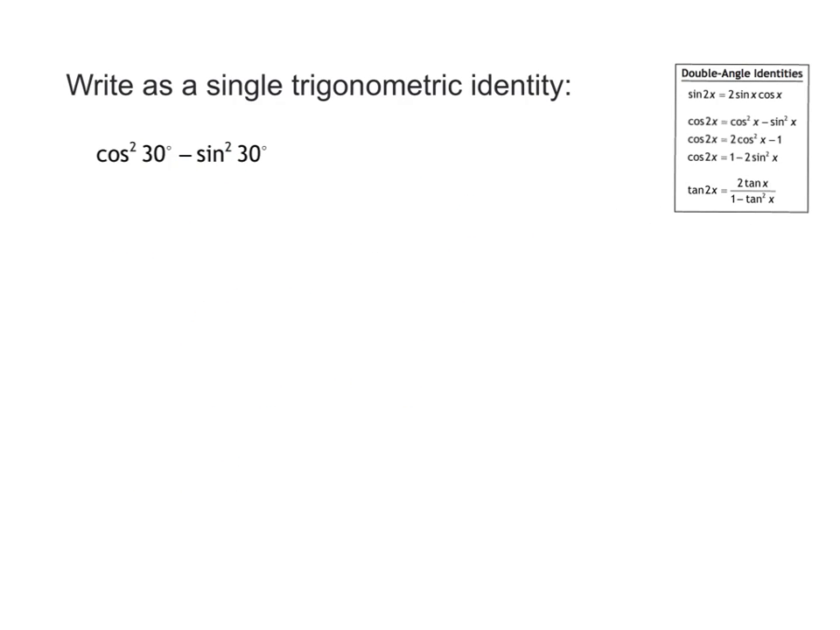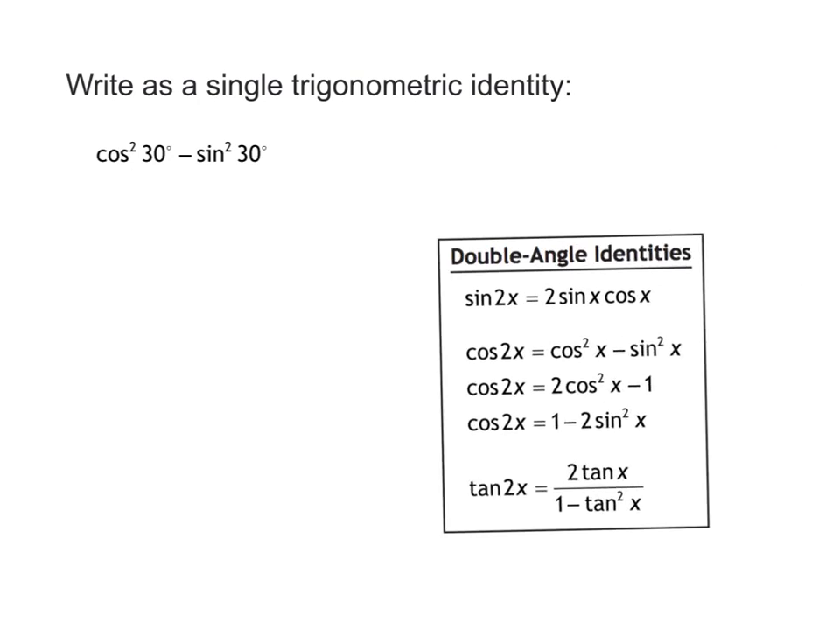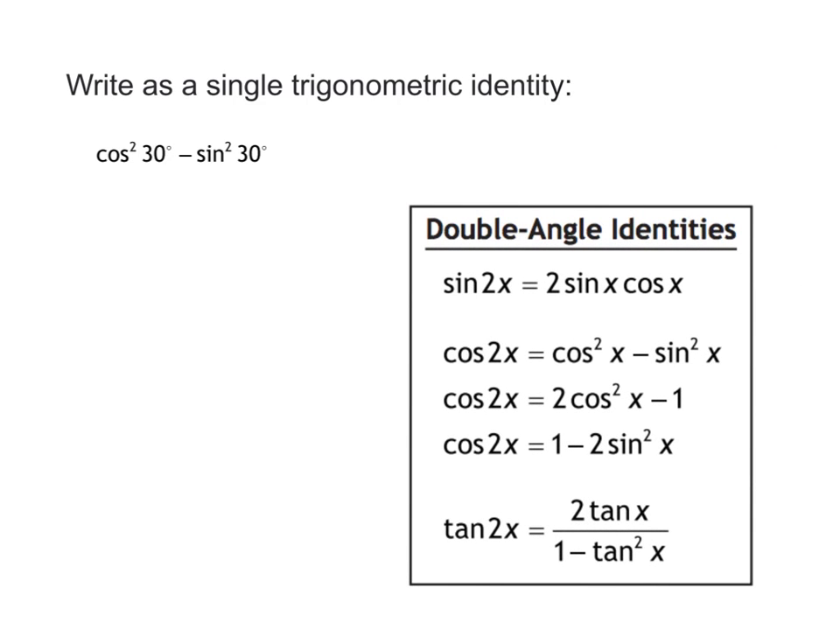Here's one more thing. Red is a single trig identity. So you just have to identify which one it is. Which one is cosine squared minus sine squared, which is cosine 2x, where what is x? X is 30, right? So this is equal to cosine of 2 times 30, or cosine 60 degrees.